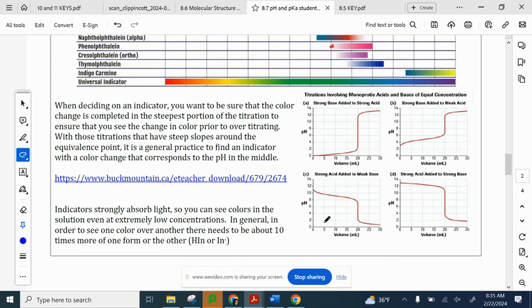So again, the indicator is what you want at the steepest portion of your titration. If you're given a graph, you would look to see where that pH is for that titration. And then you try to find something with a pKa value similar to that pH value. That's it.